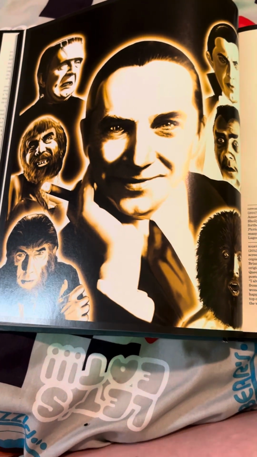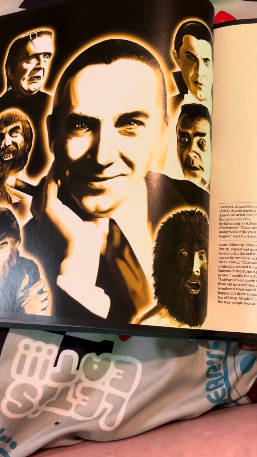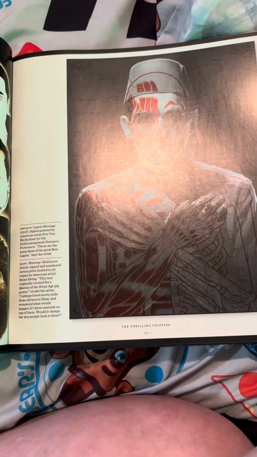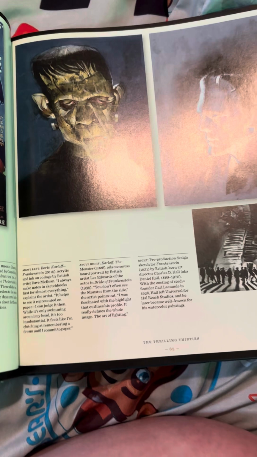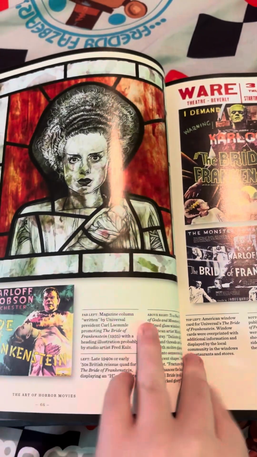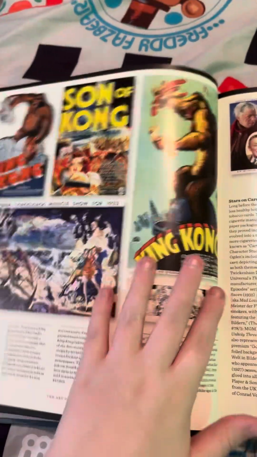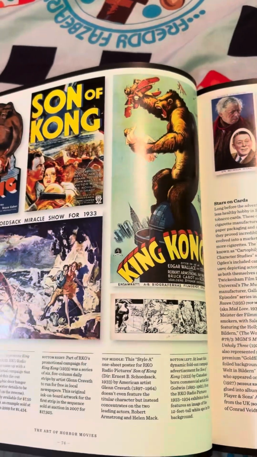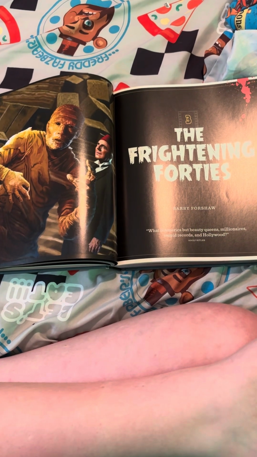This is one art piece of famous actor Bela Lugosi, who is known as Dracula back in the day. Really cool. Then we've also got art of The Mummy, which I think is really cool. Then there's some art of Frankenstein, which I think is really cool in my opinion. We've also got some art from Bride of Frankenstein, and of course some art from King Kong, the original one. This is another art piece from Dracula. And now let's move on to The Frightening 40s.